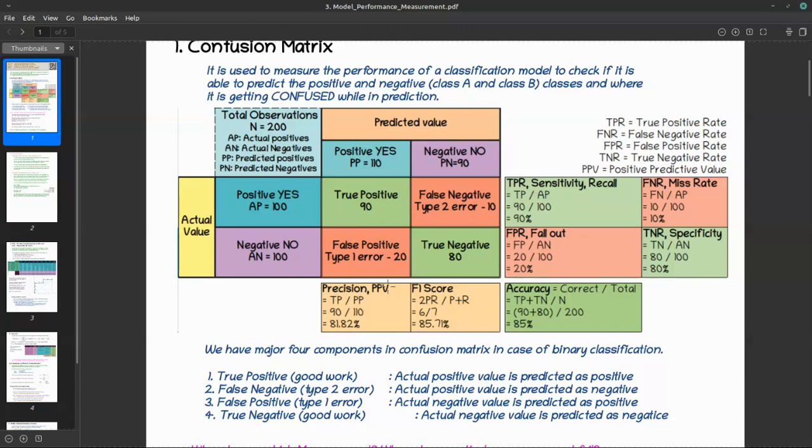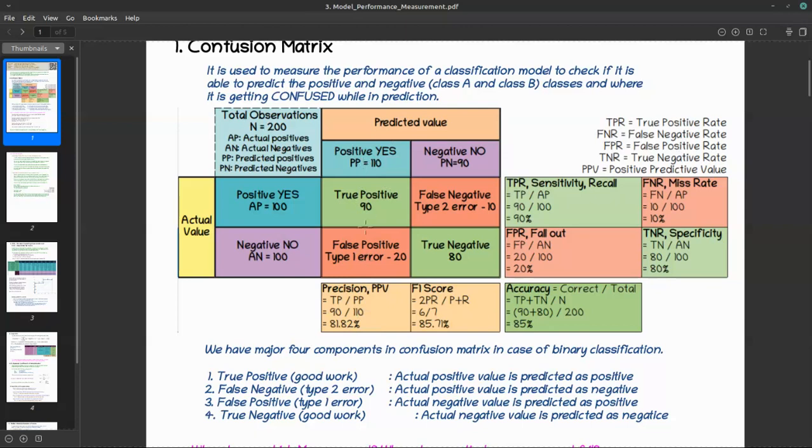And we have one more thing called precision, or PPV, positive predictive value, or something like that. So precision is nothing but how precise your model is. If I'm saying 110 are positive, then how many are actually true positive? So true positive divided by predicted positive. Out of those 110 predicted positive points, how many are actually true, right? This precision will be useful if my model is dumb.